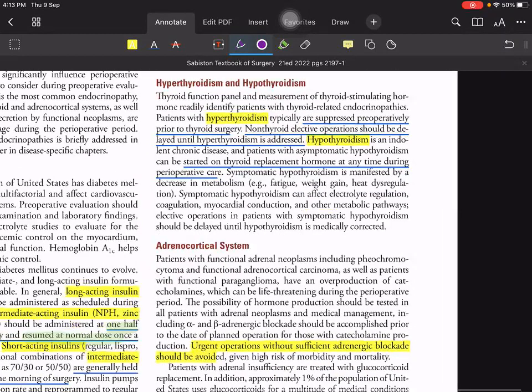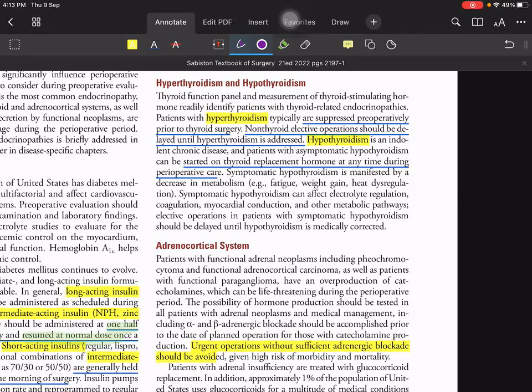So what about hyperthyroidism? What to do? We have to typically suppress it perioperatively in case of thyroid surgery. Anyway, in thyroid surgery, before doing the surgery, we will decrease the thyroid hormone. In non-thyroid elective operations, what to do? It should be delayed until hyperthyroidism is addressed.